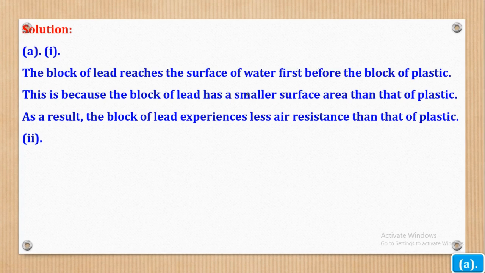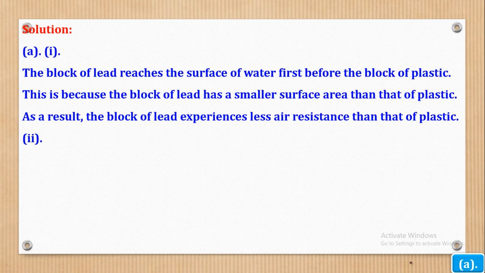So why does it have a small surface area? It is because a block of lead has a bigger value of density than that of plastic. Therefore, for the mass to be the same, plastic must have a larger volume than lead.